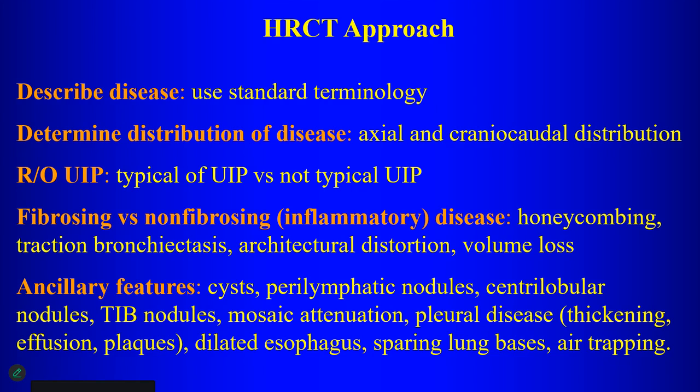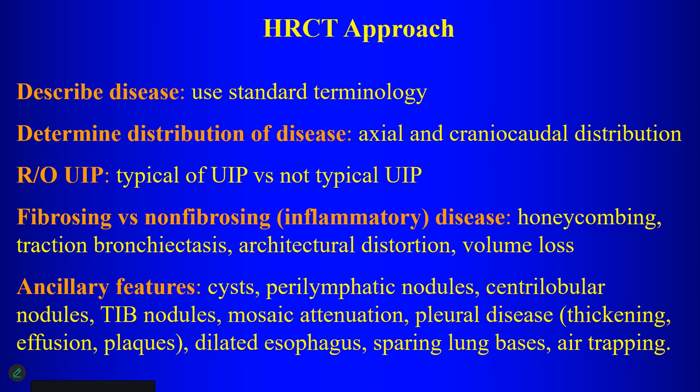Well, we want to describe the disease. We want to use standard terminology when we describe the disease. Determine the distribution of disease, axial distribution, central, peripheral, craniocaudal distribution. Rule out UIP. Is it typical of UIP or is it not typical of UIP when we look at the CT manifestation? Fibrosing versus non-fibrosing or inflammatory disease, because that does have implications as far as therapy.